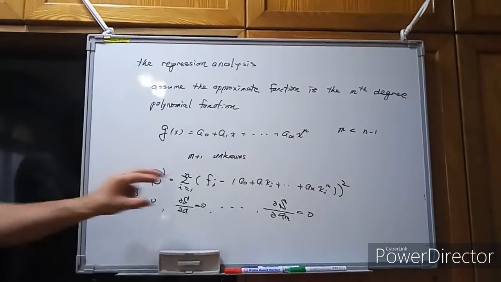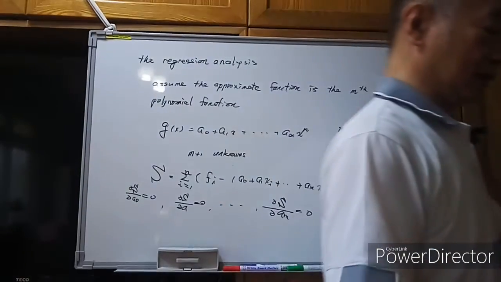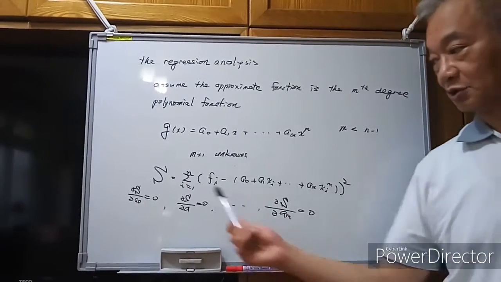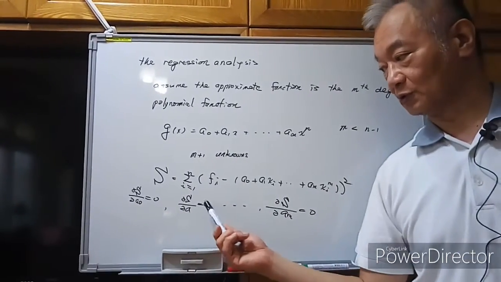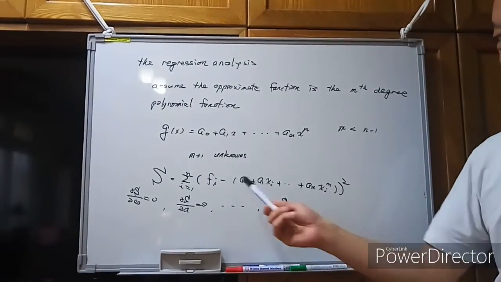Okay, so in total we can get n plus 1 equations. And from these n plus 1 equations, we can solve all the n plus 1 unknowns. Okay, so that's the first method.